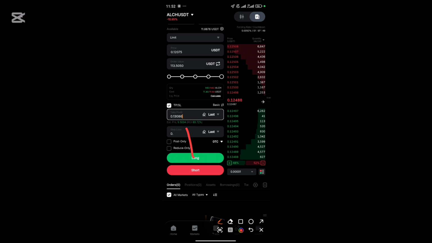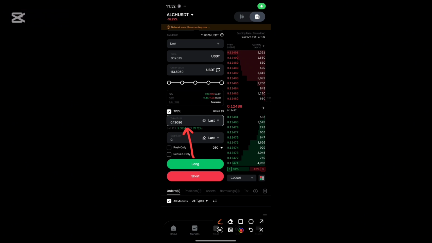Now this is it. I'm going to be making $9.5 if my trade triggers. Your trade will only trigger when the market gets to that point. Please note, that is when your trade will trigger. Now if perchance the price does not get to 0.12075, the trade will not trigger. It will just remain like that. It can only trigger when it gets to 0.12075.